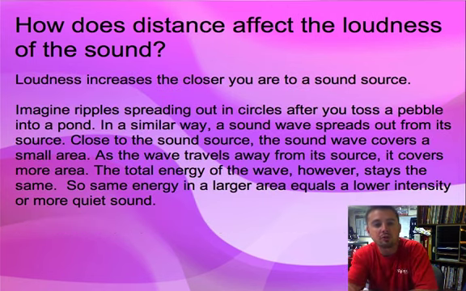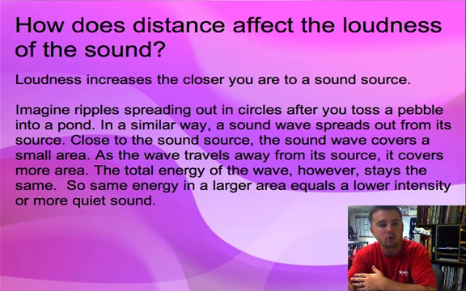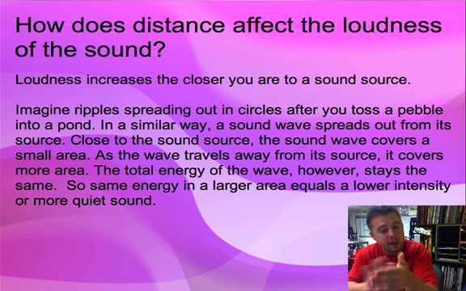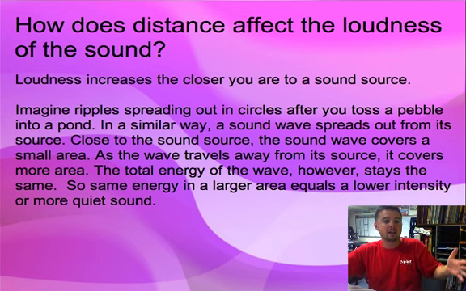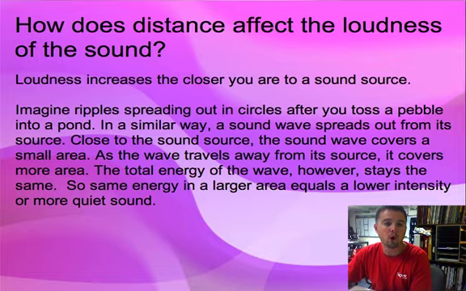Loudness increases the closer you are to a sound source. So if you can kind of imagine ripples spreading out in a circle after you toss a pebble in a pond, in a similar way, a sound wave spreads out from a source. The closer you are to the source, the sound wave covers a pretty small area and it's pretty intense. But as that sound wave travels away from the source, it covers more area. That ring around the pebble gets bigger, and the wave sort of decreases a little bit because it's spread out over a bigger distance. So the same energy in a larger area equals a lower intensity, or a more quiet sound.